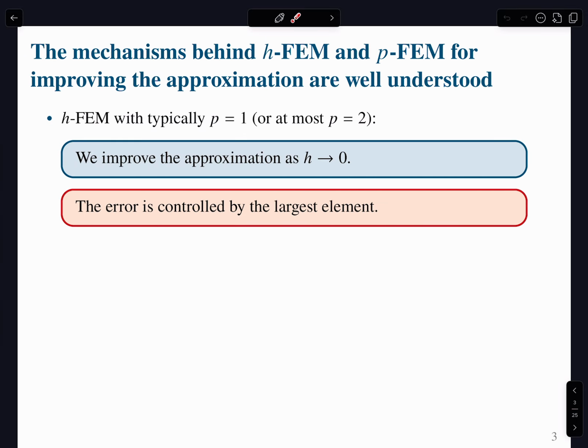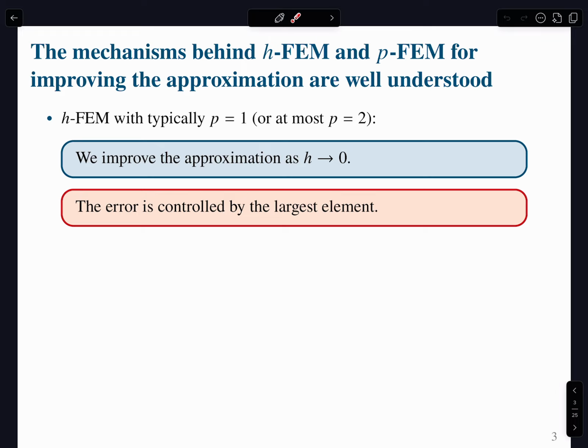Okay, well, we already know the mechanisms behind both h-FEM and p-FEM. So for h-FEM, normally we are working with linear or at most quadratic finite elements, Lagrangian elements. This is what you normally find in your favorite software package, right? And well, the idea is that we improve the approximation by reducing the mesh size. It's very straightforward. We expect that as our elements become smaller and smaller, we increase the approximation and we reduce the error.